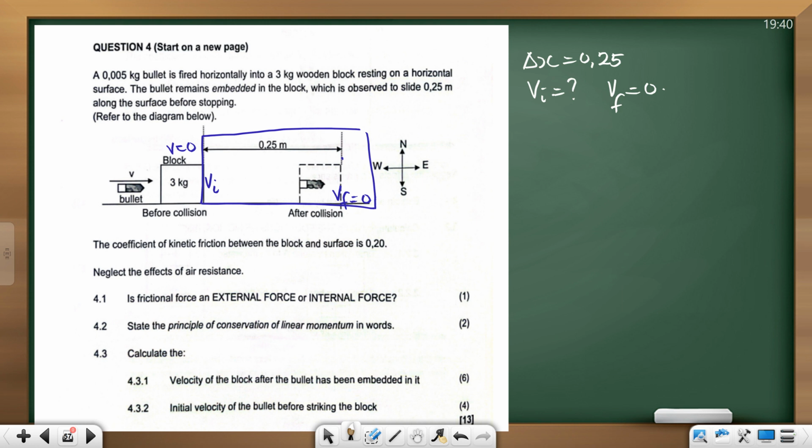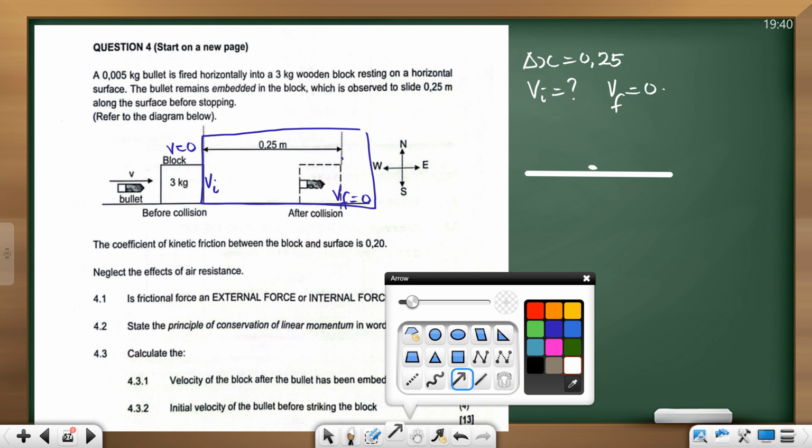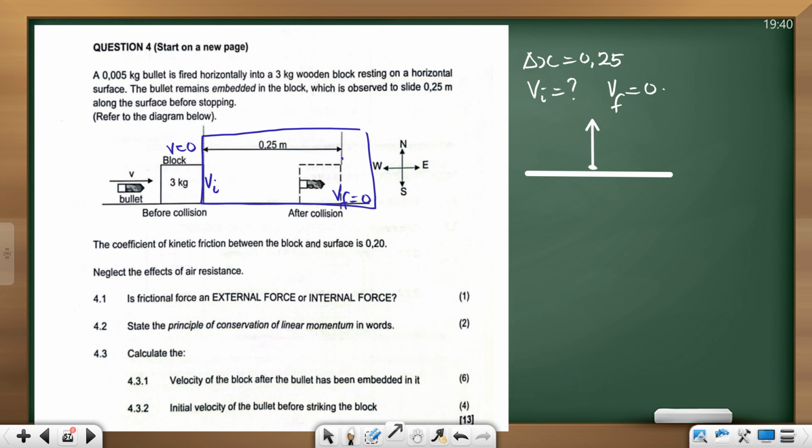Mind you, they gave us friction. Guys, this is a horizontal surface. So if I were to draw my free body diagram, what will it look like? Now, is that fine? What do we have? Applied force. So what do we have? Friction, normal, and weight. There's only one force pointing up and one.